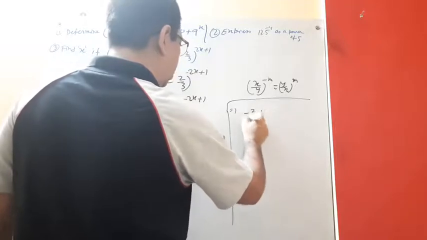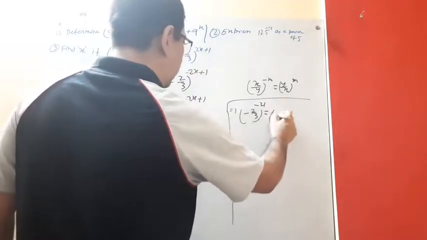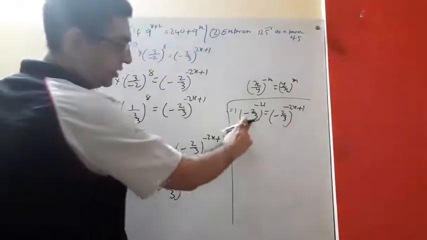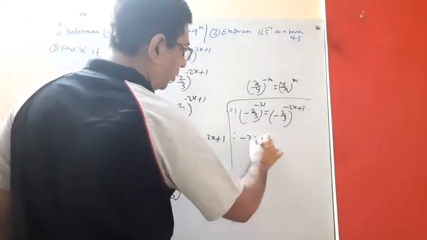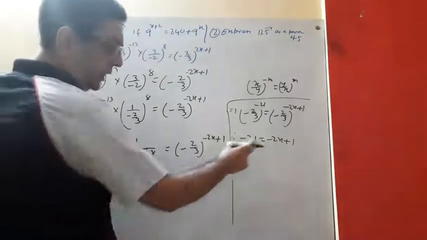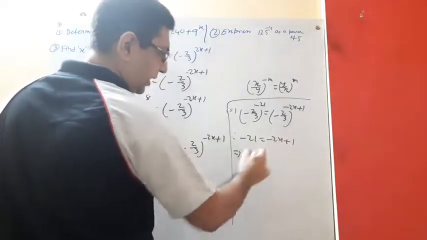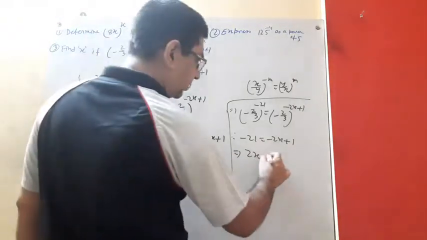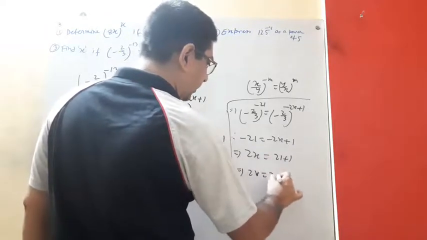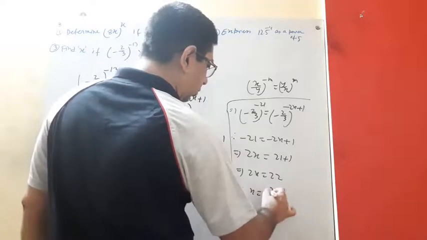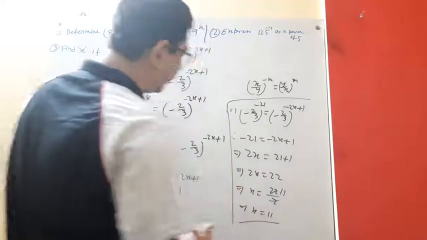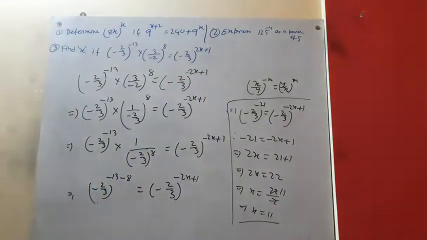minus 2 by 3 whole to the power minus 21 equal to minus 2 by 3 whole to the power minus 2x plus 1. Now, base equal, therefore power equal. We can write minus 2x plus 1. Right? If it comes to this side, according to linear equation, it will be plus, and this will be 21 plus 1. That means 2x equal to 22, or x equal to 22 by 2. That means x equal to 11. This is the answer. Please check the answer.